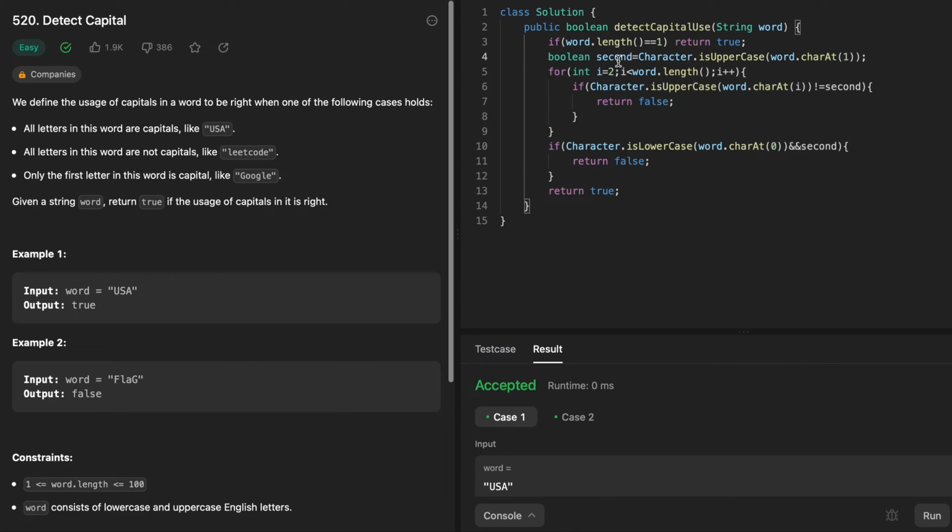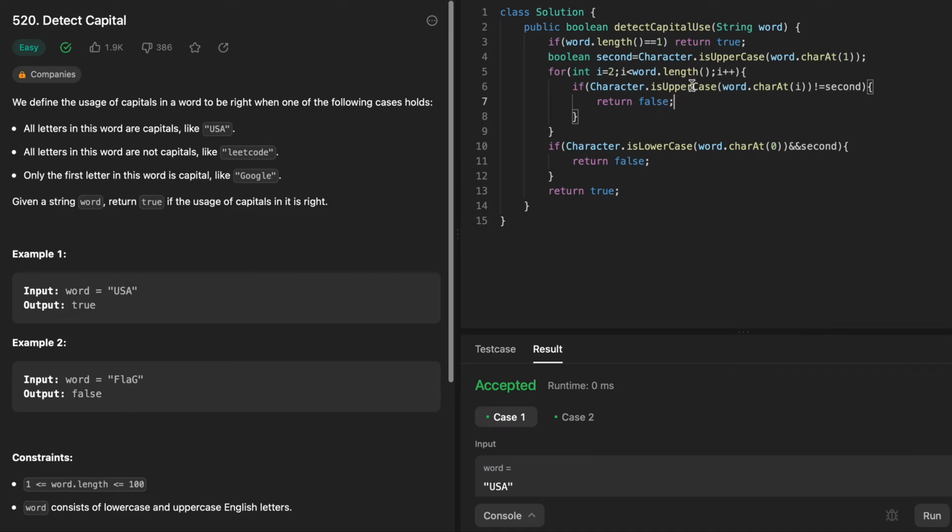What is meant by the second is the second character, right? Like this is word.charAt(1), so this index is the second. Then in this loop I'm traversing the whole word from the third character. I'm checking if the case is upper. Suppose it is upper, yes, this is upper, true.